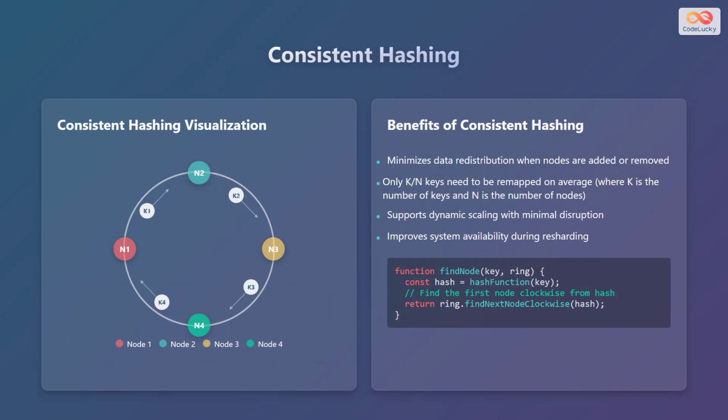Consistent hashing minimizes data redistribution when nodes are added or removed. Only k divided by n keys need to be remapped on average, where k is the number of keys and n is the number of nodes. It supports dynamic scaling with minimal disruption and improves system availability during resharding. The function findNode calculates the hash of the key and finds the first node clockwise from the hash on the ring.